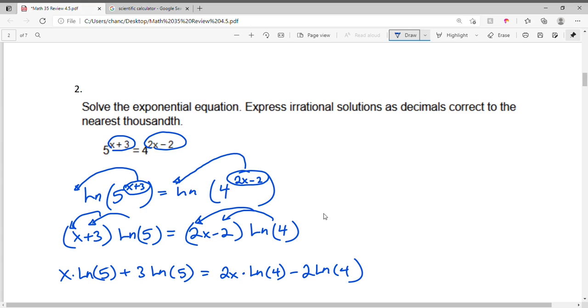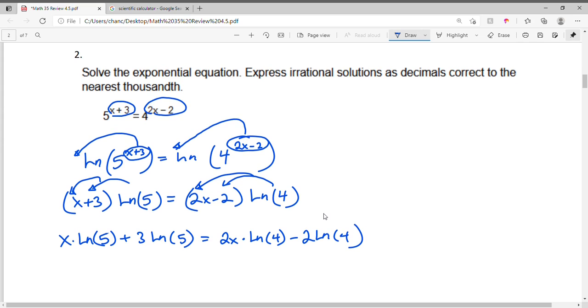Now we got to begin by moving the x's to one side of the expression and the numbers to the other side. We have to isolate the x variable, so let's start moving things to their appropriate sides. Let's subtract 2x times the natural log of 4 to both sides. And we'll also subtract 3 times the natural log of 5 to both sides. And this will cancel out this term. This gives me the following.